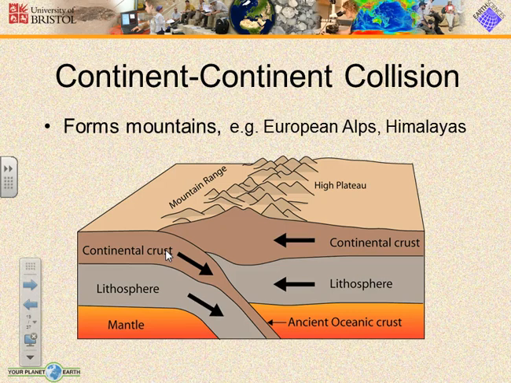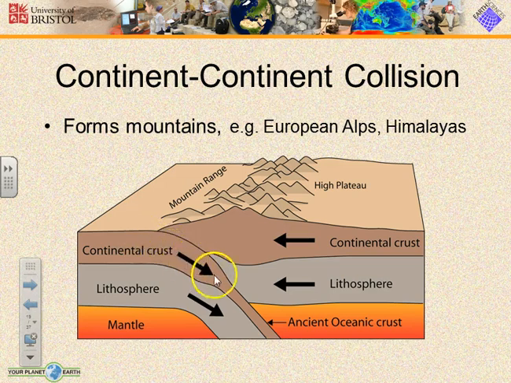Okay, so when you have two continental plates that are colliding, it will form mountains. Put a star by that. Make sure you know that. Make sure you're studying that. When two continental plates collide, it'll form mountains.